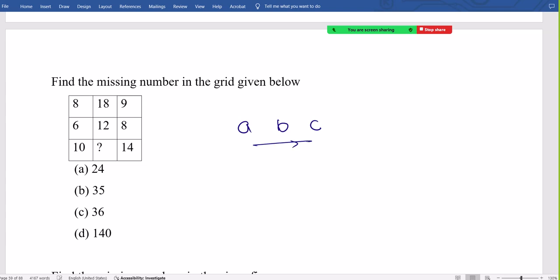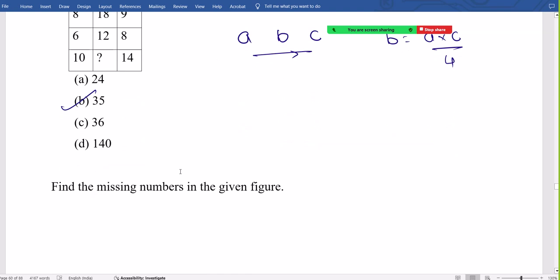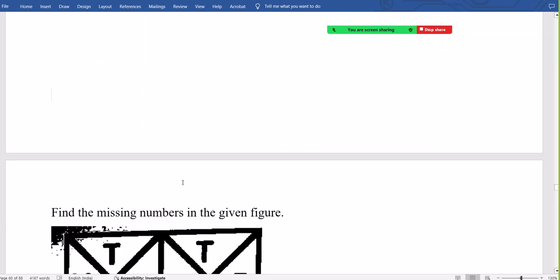A, B, C, if you see row wise, B is nothing but A multiplied by C divided by 4. Because 18 into 9, 72, divided by 4 is 18. 6 into 8, 48, divided by 4 is 12. 10 into 14, 140, or 5 into 7, 35. 140 divided by 4 is 35. So B is nothing but A multiplied by C divided by 4. Good learnings.